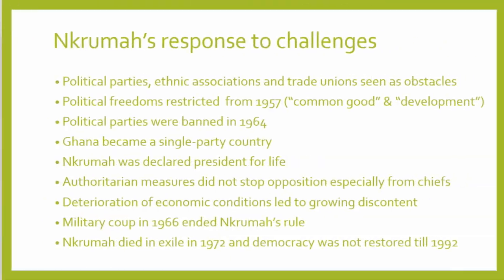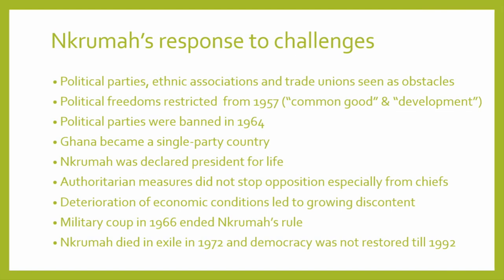So then political freedoms were restricted from 1957, as we mentioned earlier, but also the political parties, which were the last bastion of these political freedoms, were banned in 1964, and Ghana became a single party country. And Nkrumah was appointed president for life, if you can believe that, right? However, these measures did not stop opposition.